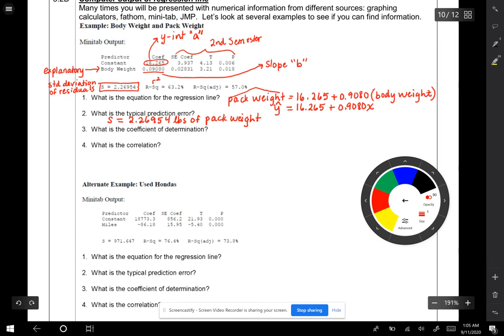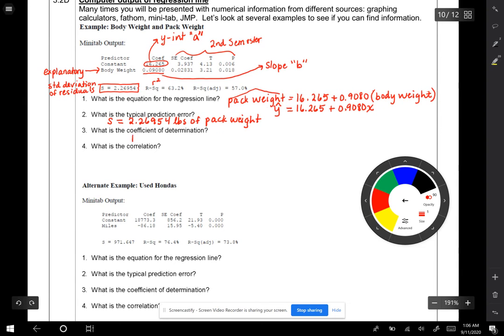Right? What is the coefficient of determination? So R squared is equal to 63.2%. Okay. And what is the correlation? Remember, correlation is not given, but correlation is the square root of the coefficient of determination. So R is equal to the square root of the proportion, which is 0.632. If you find the square root of that, R is equal to 0.795. And that is how you read a Minitab output.